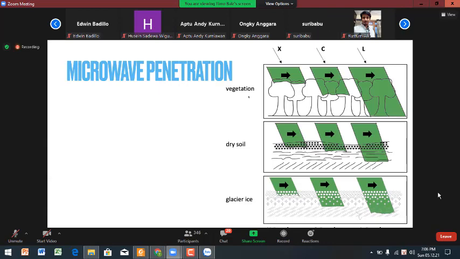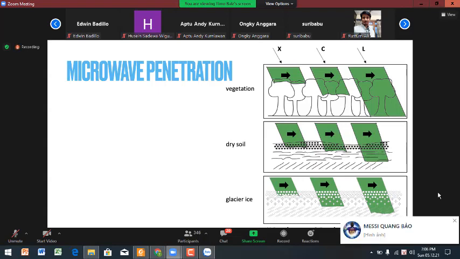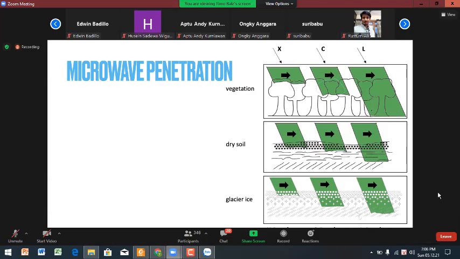Penetration, right? This is an important point. So yes, your signal can penetrate. If you have a short wavelength signal, like here the X band, you enter the canopy a couple of centimeters. With C band, you go much deeper. And with L or P band, you can reach down to the ground.